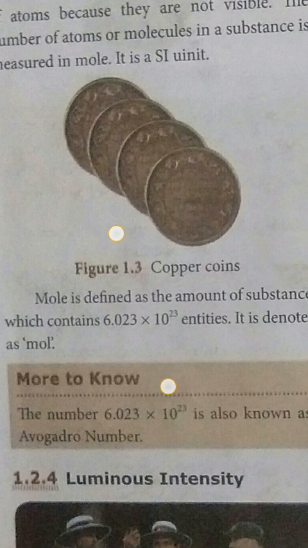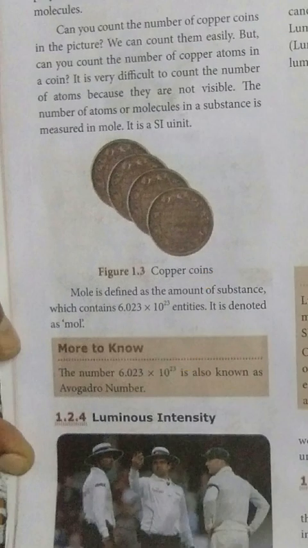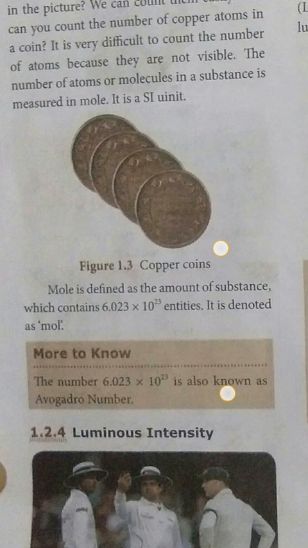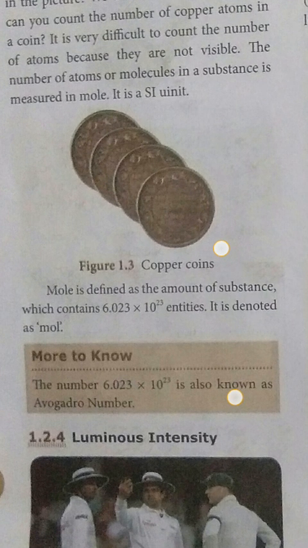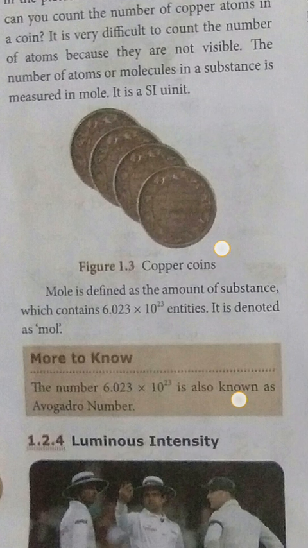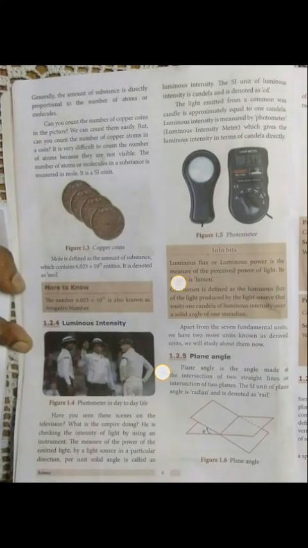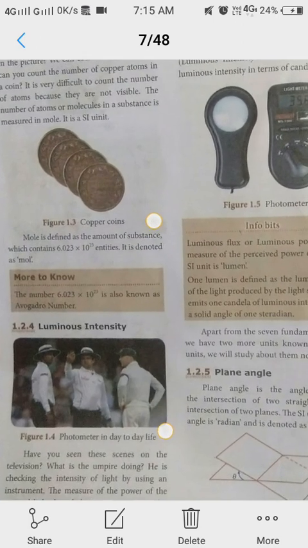Mole is defined as the amount of substance which contains 6.023 into 10 power 23 entities. So 1 mole is equal to 6.023 into 10 power 23 entities. That is, 1 mole is equal to 6.023 into 10 power 23 atoms. The symbol for mole is MOL. Then what is the name of this number? The name of the number is Avogadro number.